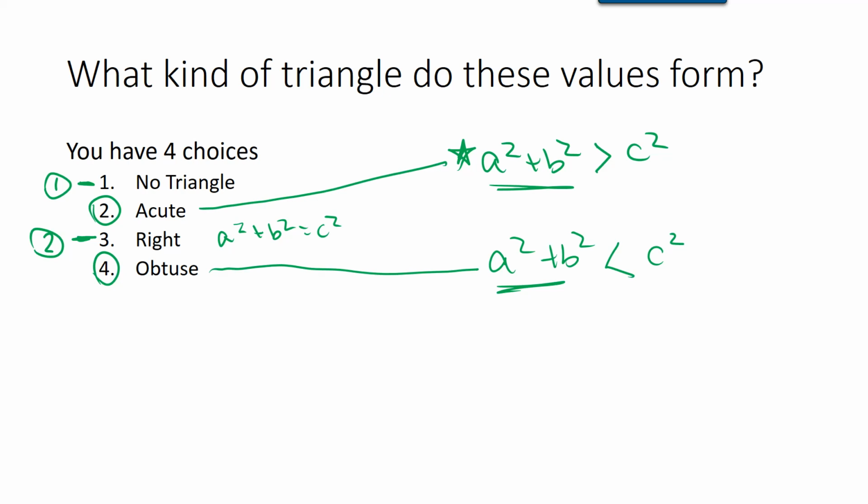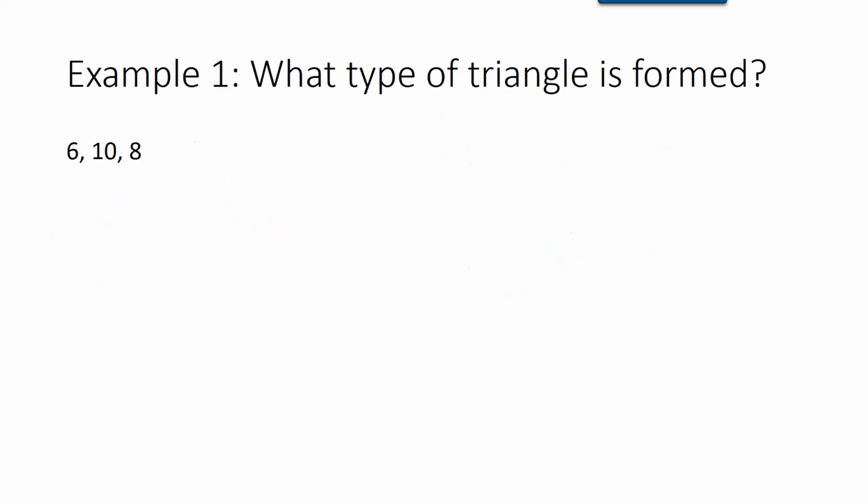So what we do first, again, we check and see if we make a triangle. Second, we check and see if it's a right triangle. If it works in the Pythagorean theorem, great. We know we have a right triangle. If it doesn't, then we check these over here. We see if the a squared plus b squared is either bigger or smaller than that c squared, and we decide which type of triangle we have. We've got some examples to do.